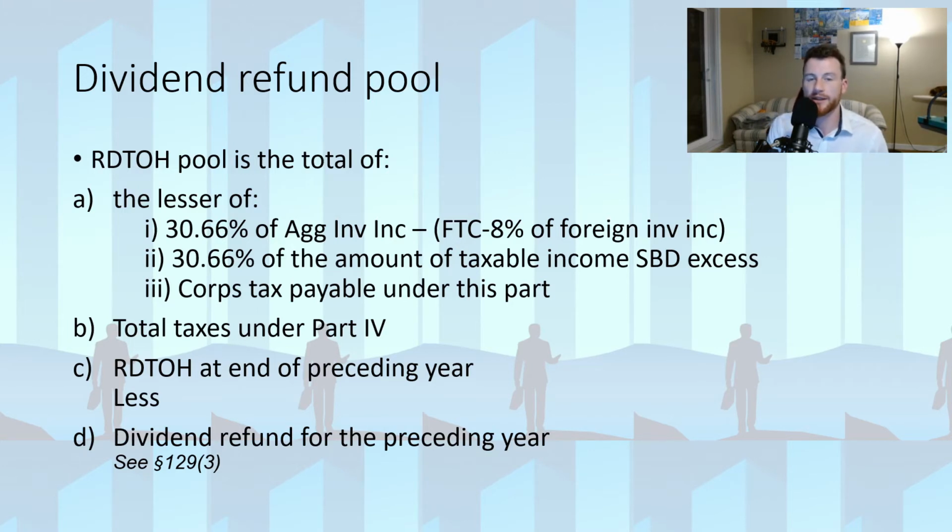Once we figure out the lesser of these three amounts, we add this to the refundable taxes payable under Part 4 tax from dividends received. We add this to the refundable dividend taxes paid from the preceding or prior year, and then we minus off the dividend refund that was applied in the preceding year. I'm going to shoot over to iVipo Scanner to outline this concept fully.